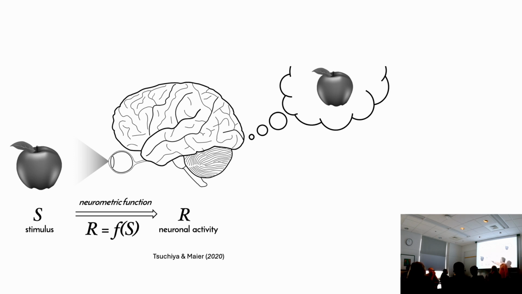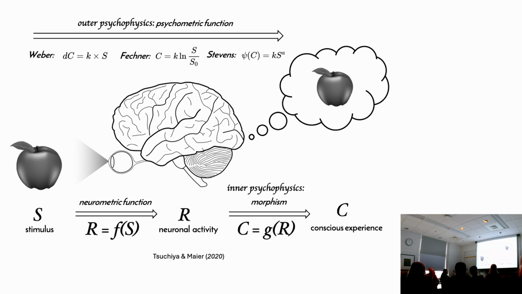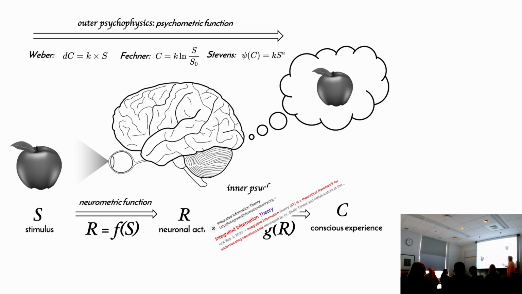In psychology, people have already tried to map stimuli directly to perception. It's a process called psychophysics. But what we're really interested in is what the inventors of psychophysics called inner psychophysics. What we're interested in is this relationship: how does neuronal activity relate to your conscious perception? And I've been arguing the whole time that this should be mathematical, not boxes and arrows. And I showed you that we already have that.